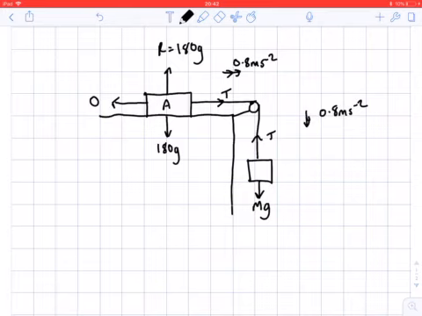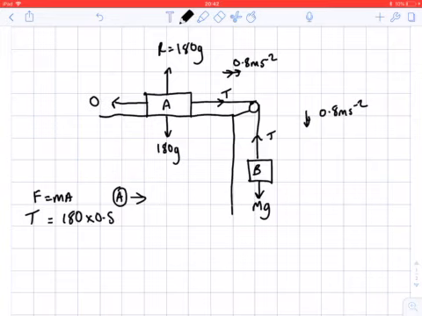Now, as in previous examples, we just apply F equals ma to both systems. I'll call the truck A and the mass B. If I apply F equals ma to our first situation, which is A in the direction of motion, we have T minus 0 is equal to ma, which is 180 times 0.8. So immediately we can calculate the tension in the rope as being 144 newtons.